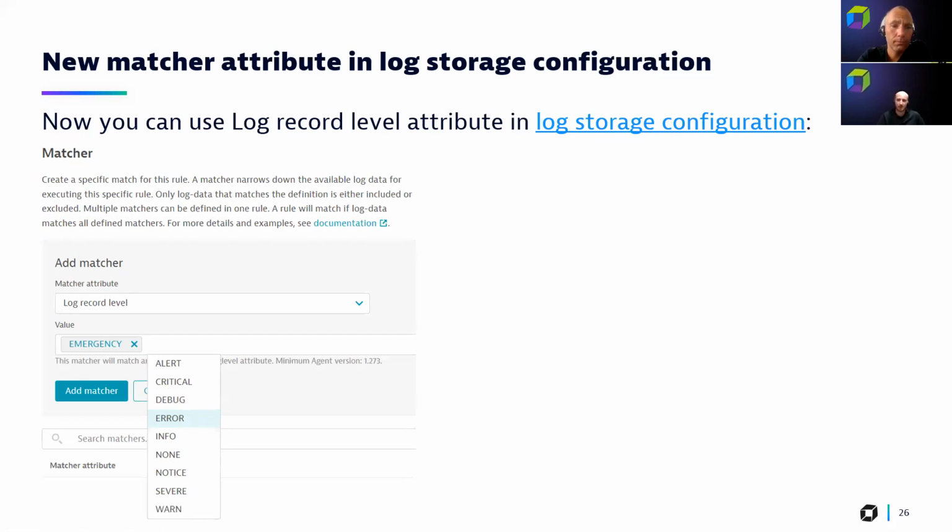Now we have the log record level attributes in log storage configuration, just for information. This is transformed by OneAgent. It's different than the log status transferred by the server. So these log record level attributes are available in log storage configuration. I will also show you one example from my environment, how to define these attribute values in your environments.